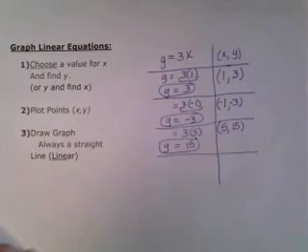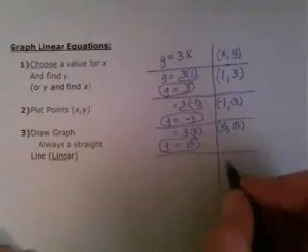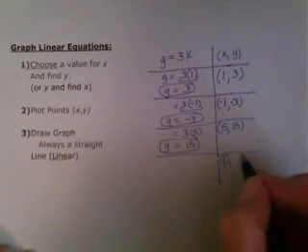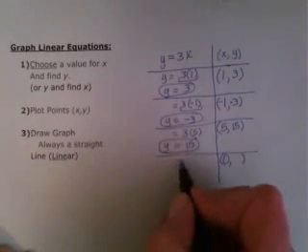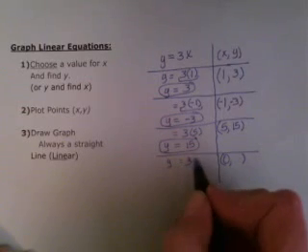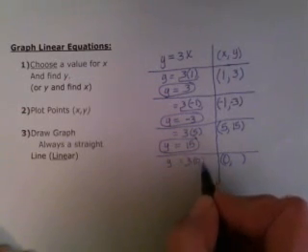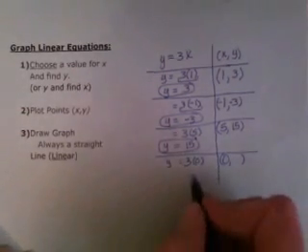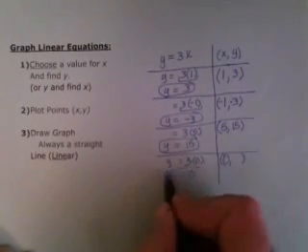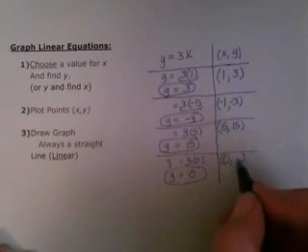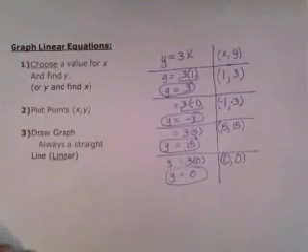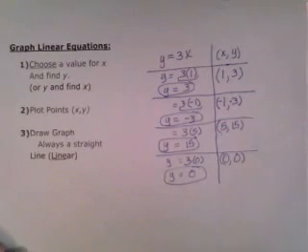Now, I think I might choose 0 for my x. So I'll write down my 0, find the y to go with it. So y is equal to 3 times 0. 3 times 0 is 0. So y is equal to 0. So I have the ordered pair 0, 0. Okay, now we're ready to graph this.